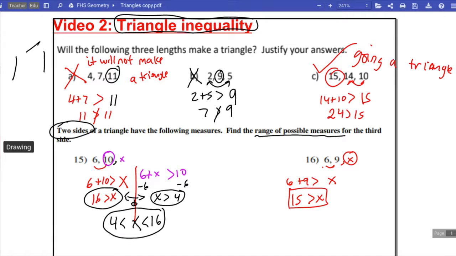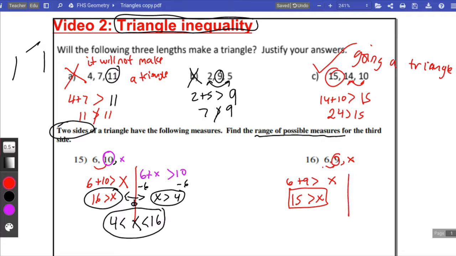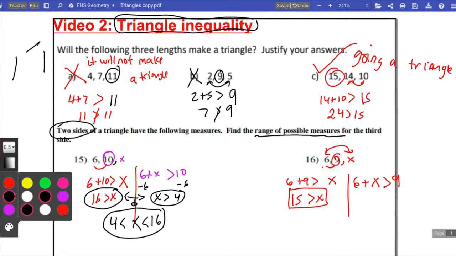And then you come back here. Oh, I want to erase that. Where's the eraser? Here's the eraser. And then you're going to say, well, X is not the biggest number. The biggest number is 9. If I put 9 here, then I have to add up these two. 6 plus X. Then you do a little bit of algebra work. Minus 6, X has to be greater than 3. You box that. All right, so what I'm saying is X has to be any number less than 15 and any number greater than 3.